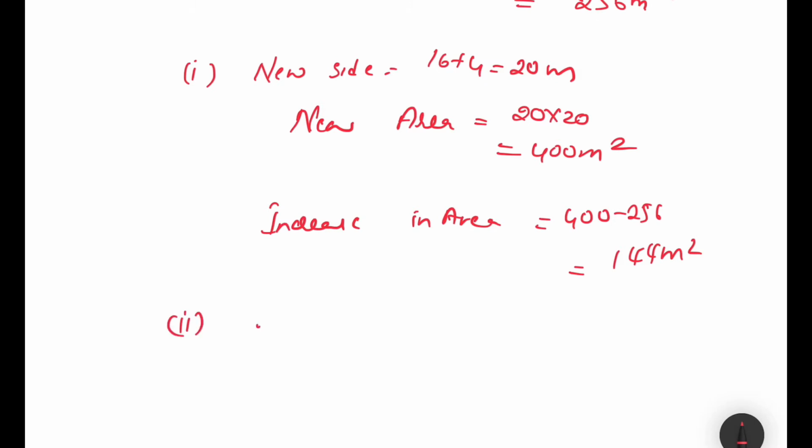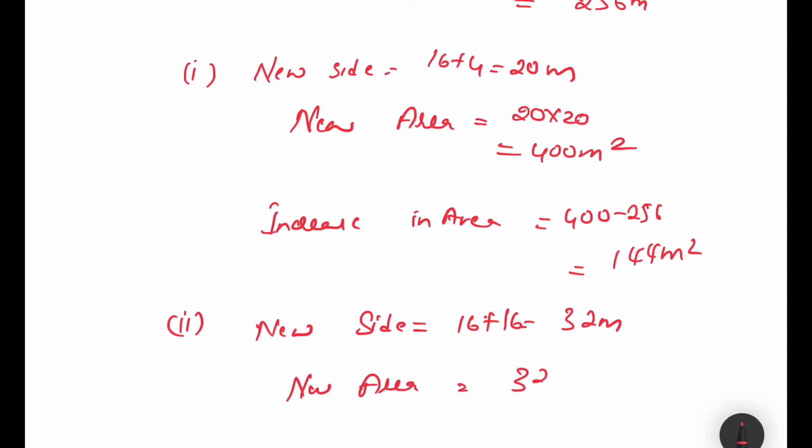Now in the second case, each side is doubled. So the new side in this case will be 16 plus 16, double, no? That is equal to 32 meters. So new area will be what? New area is equal to 32 into 32, that is equal to 1024, right? 32 into 32.